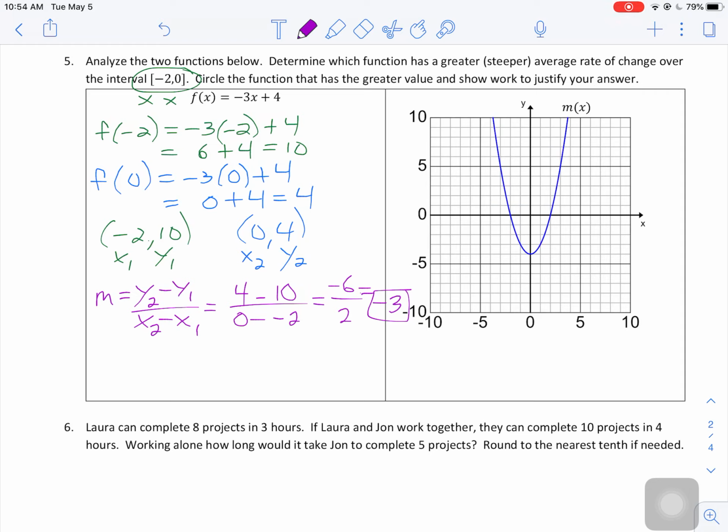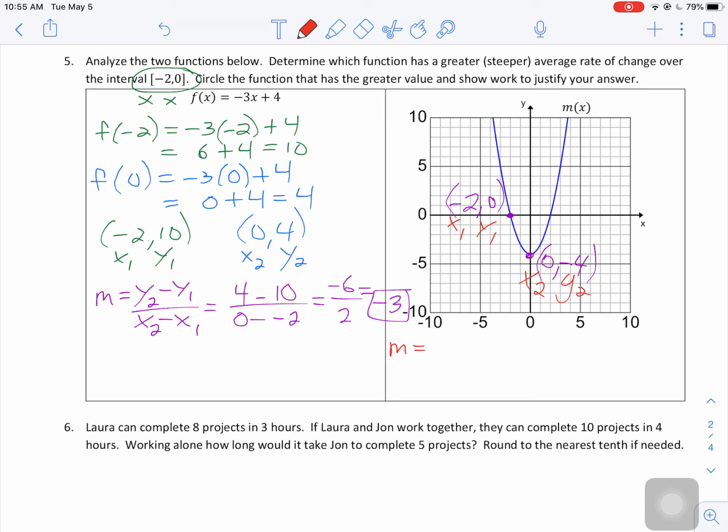Now let's try the graph. So when x is -2, y is 0. So that's 1 point we're going to use in our slope formula. And then when x is 0, our y value is -4. So that's the other point we're going to use in our slope formula. So this could be x sub 1 and y sub 1. This could be x sub 2 and y sub 2.